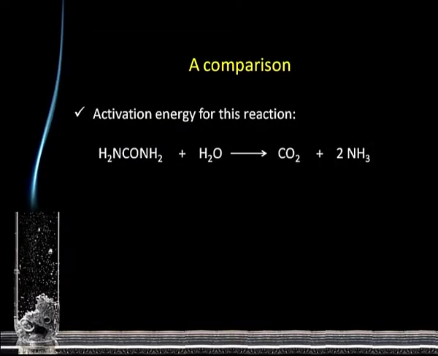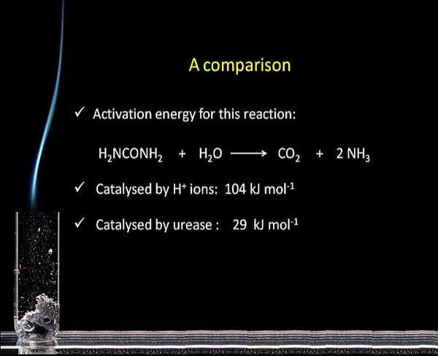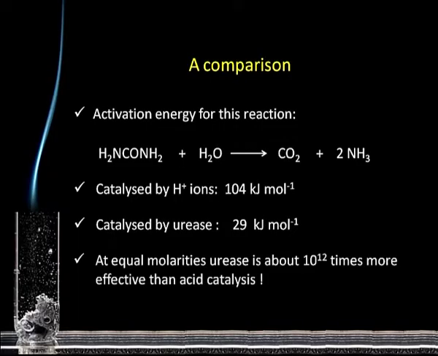Let us make a comparison between a laboratory catalyst and the enzyme urease. The activation energy for the reaction, the hydrolysis of urea catalyzed by hydrogen ions, is 104 kilojoules per mole, whereas that catalyzed by urease is only 29 kilojoules per mole. In terms of concentration, let us look at what this amounts to. At equal molarities, urease is about 10^12 times more effective than the acid catalysts.